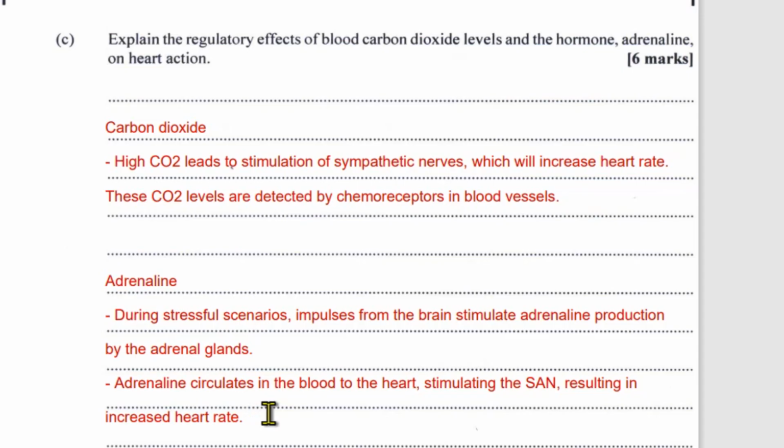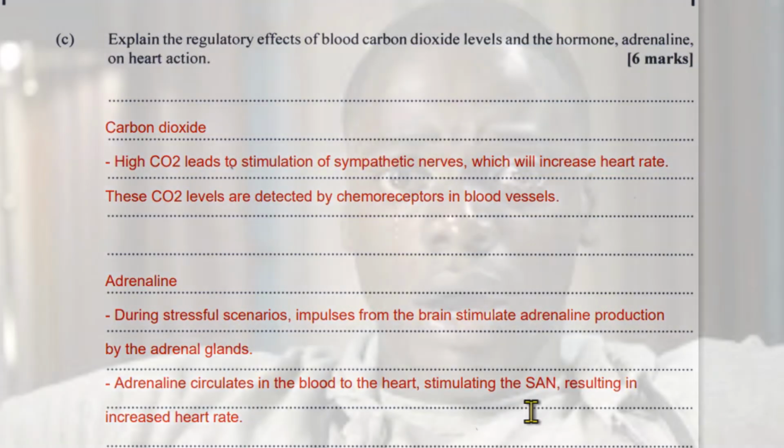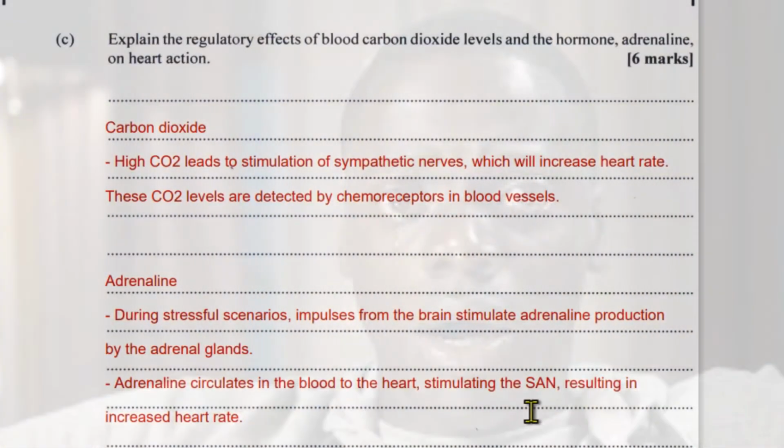Adrenaline circulates in the blood, targets the heart, stimulates the sinoatrial node, and basically tells the heart to beat faster and to increase the force of those contractions so that more oxygenated blood could reach the muscles, and so you're able to escape whatever scary thing, or you're able to handle whatever stressful situation that you're in.